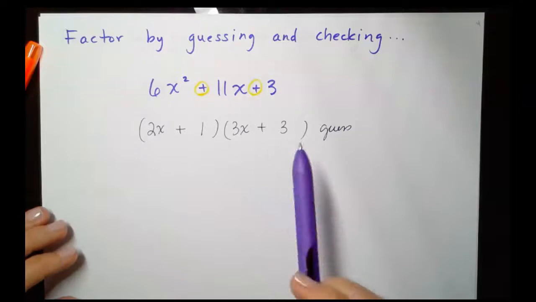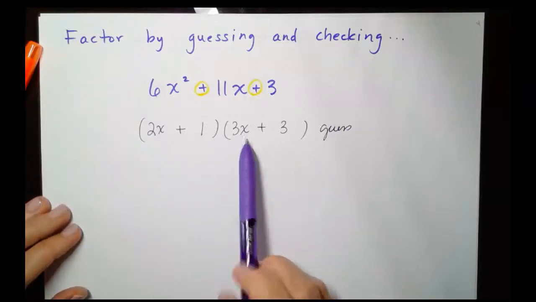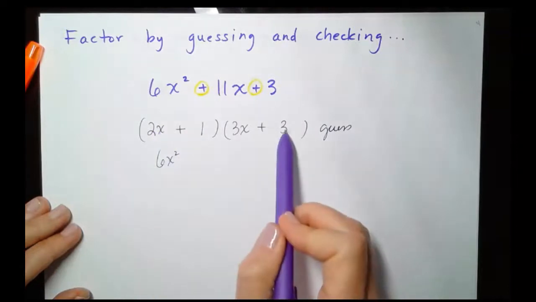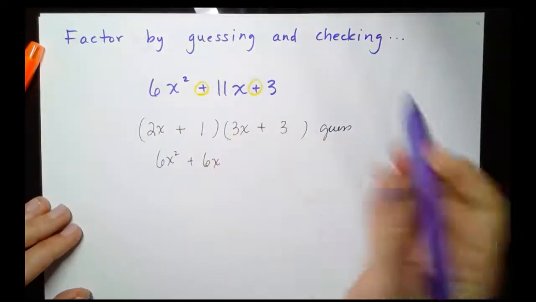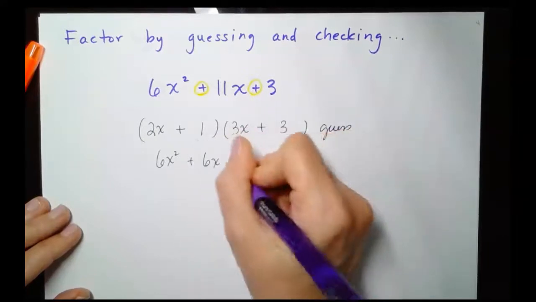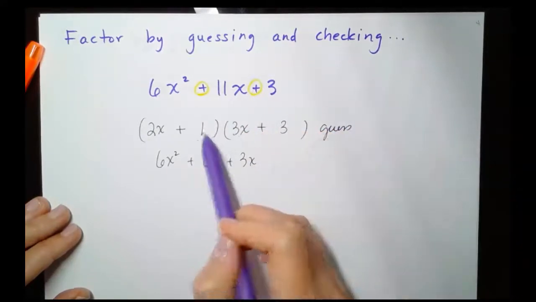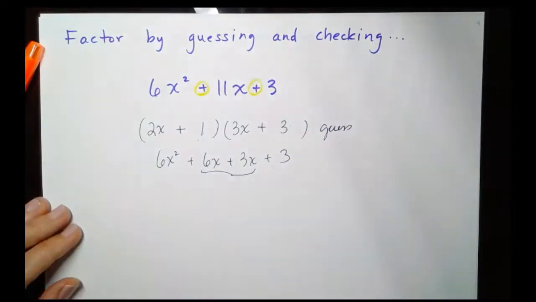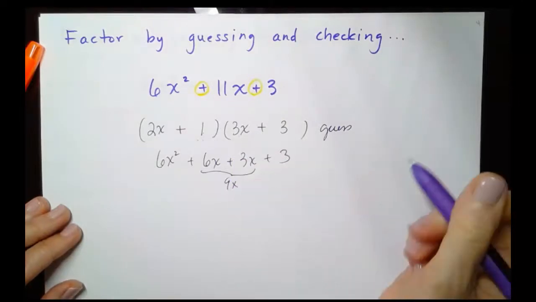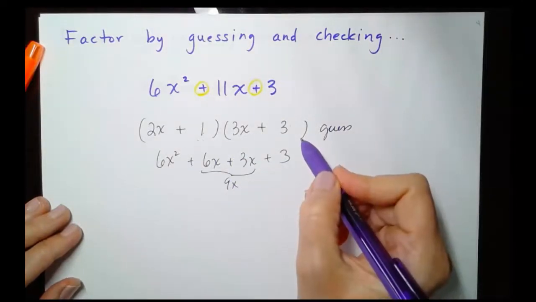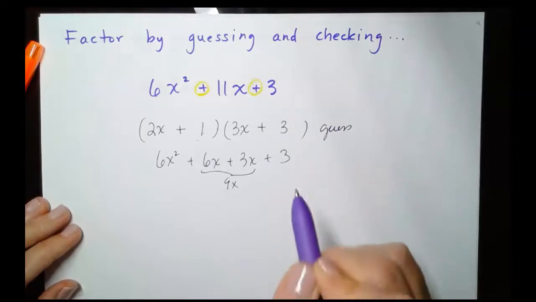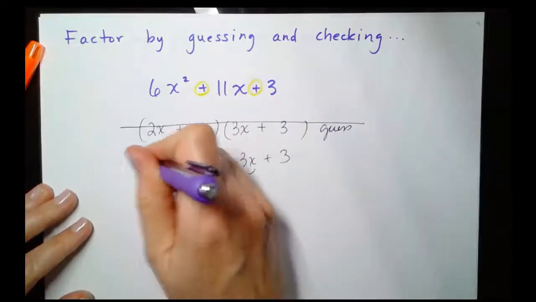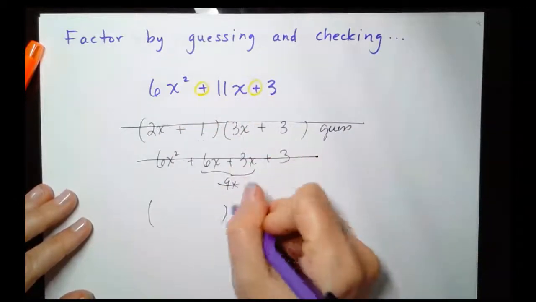Let's give it a check. We're going to check it with the FOIL method. 2x times 3x is 6x squared. Outsides, 2x times 3, plus 6x. Insides, 1 times 3, plus 3x. 1 times 3 again, plus 3. Does this give us 11? No, it does not. It's only 9. So this guess does not work. If it does not work, let's try changing the order of some of our terms. So just cross it out, make another guess.